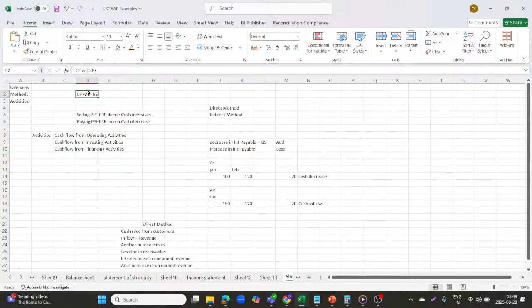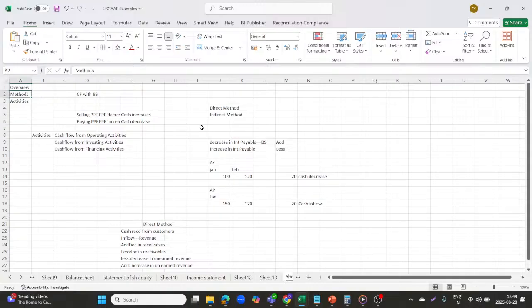Now if you are selling PPE, that means your PPE is going out from the business, but your cash is increasing because you have sold it for cash. If you're buying PPE, your PPE is increasing, but your cash is going out because you're paying in cash. So this is how you have to recognize, for any transaction, whether it will be an inflow of cash or an outflow of cash.